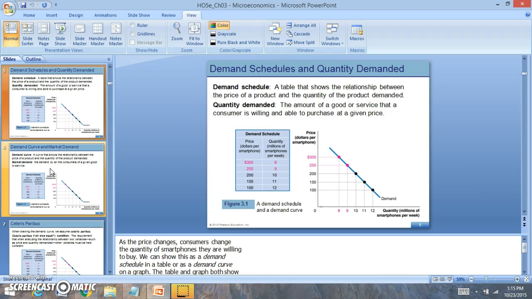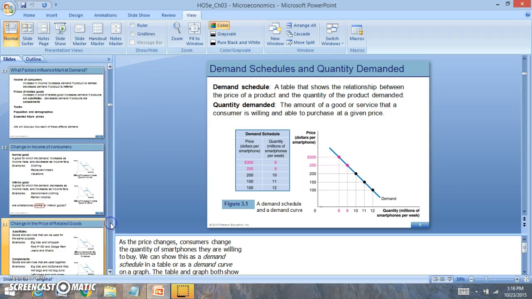When we look at the demand, you notice there's an indirect or inverse relationship between the price of a product and the demand, or the quantity demanded, which means as the price of the product decreases, people are more willing to buy more of the product. And this will be reflected in the graph and in the table.